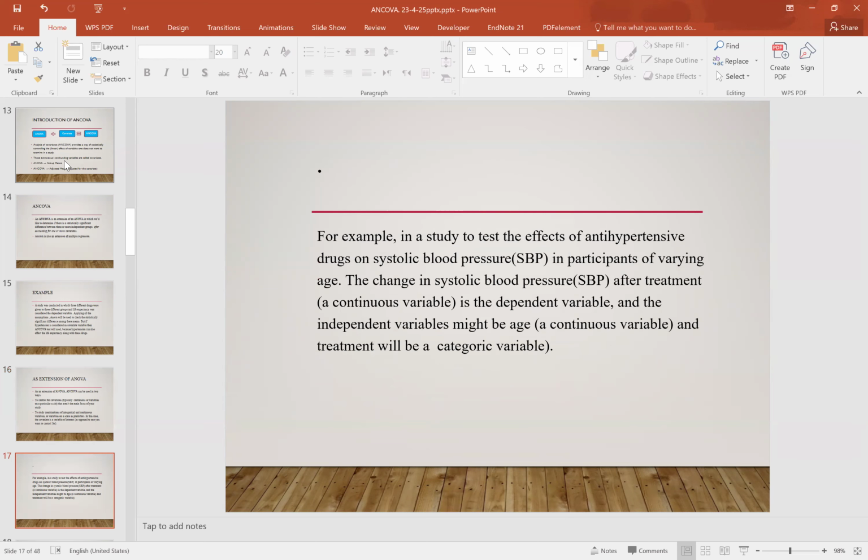For example, in a study to test the effect of an antihypertensive drug on systolic blood pressure in participants of varying age, the change in systolic blood pressure after treatment, a continuous variable, is the dependent variable, and the independent variable might be age, and the treatment will be a categorical variable.